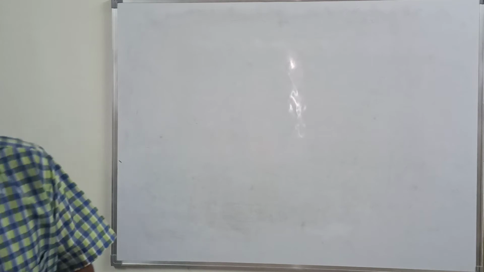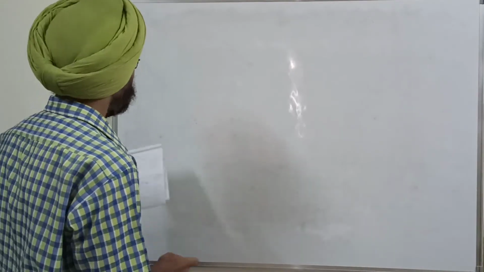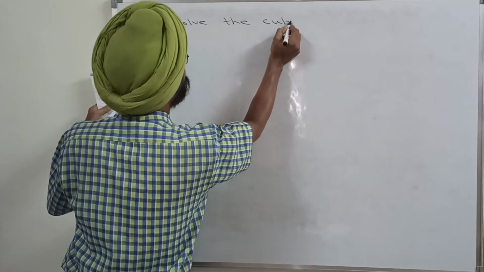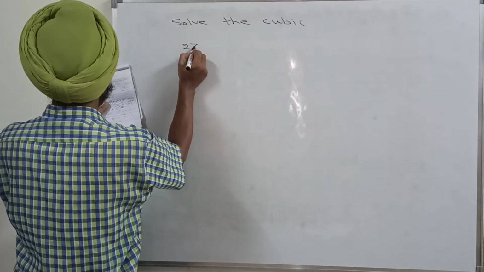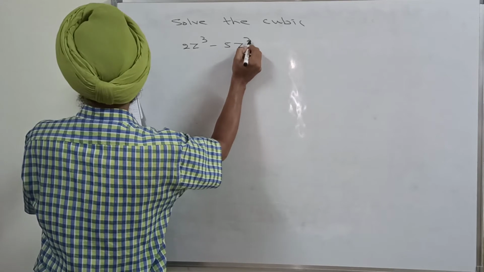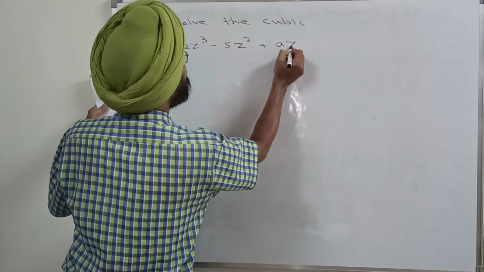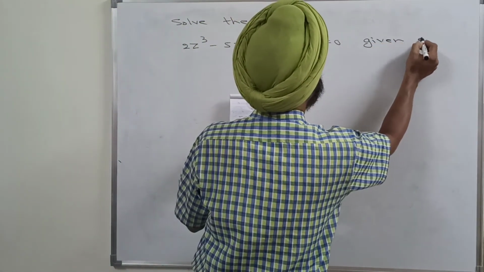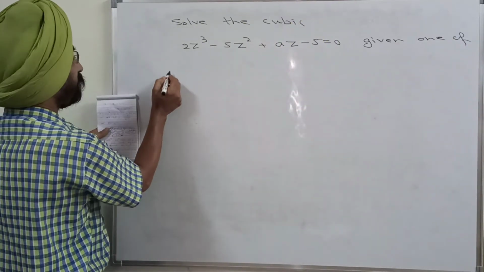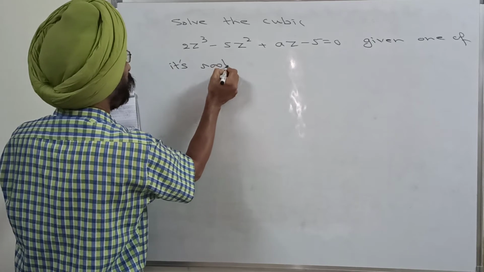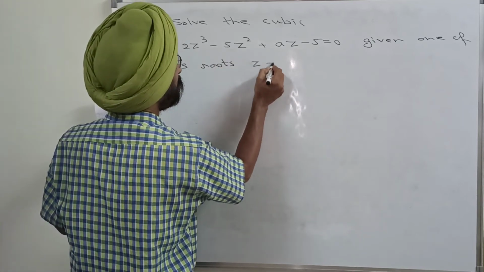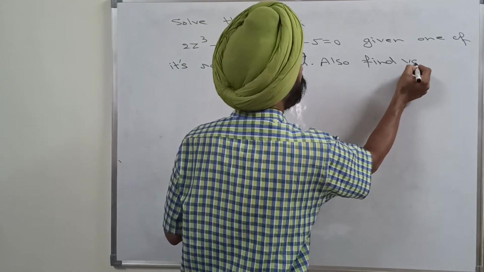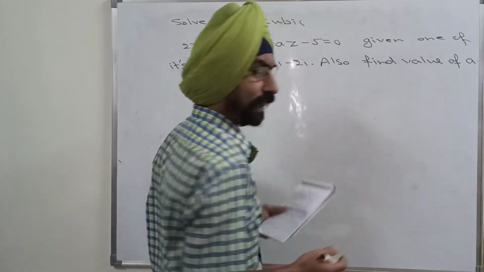The next question I'm going to take is, solve the cubic 2z cube minus 5z square plus az minus 5 is equal to 0, given one of its roots is 1 minus 2 iota. Also find the value of a.